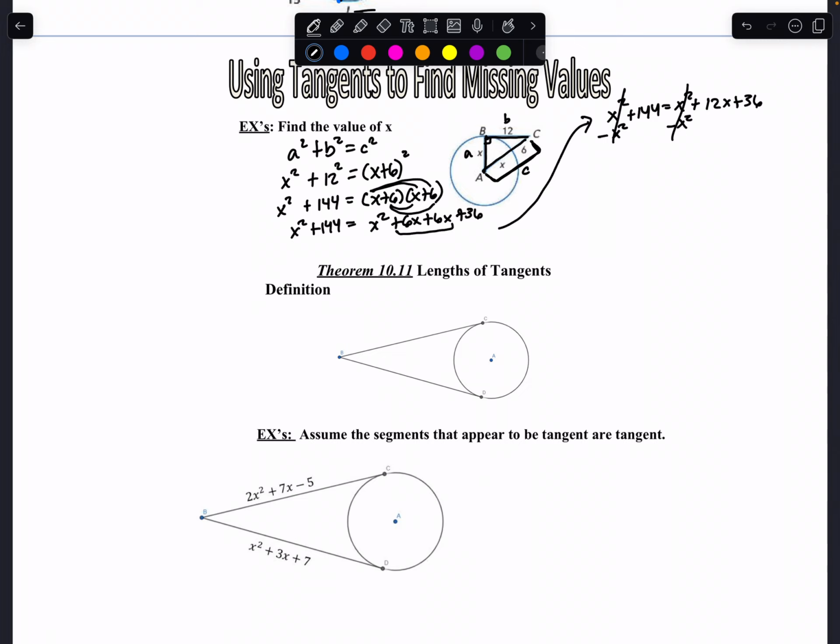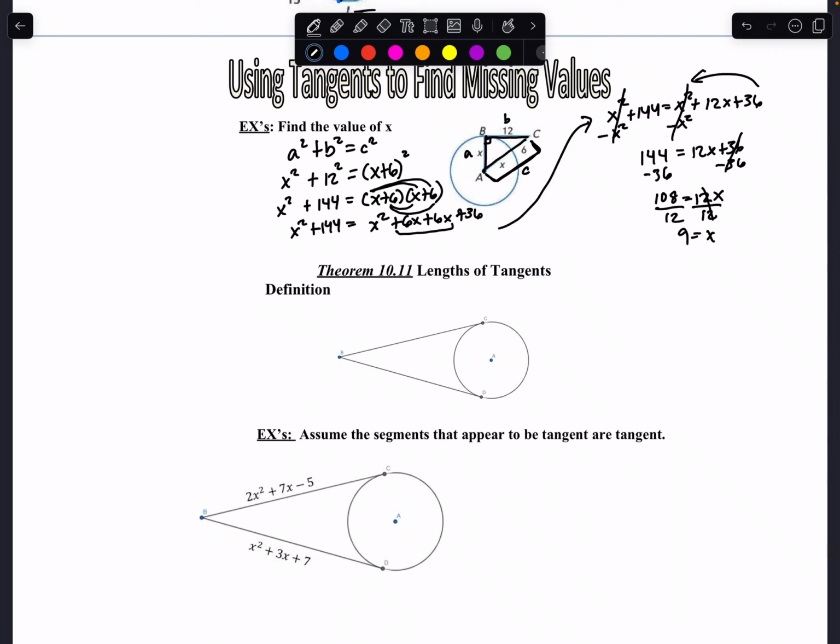And since I'm left with just an x variable, I'm going to want to move this 36 to the other side. So I have 144 equals 12x plus 36. When I isolate the variable, I move the 36 over. 12x equals 144 minus 36, which gives me 108. I divide both by 12 because that's the inverse of multiplication, and I get x equals 9.